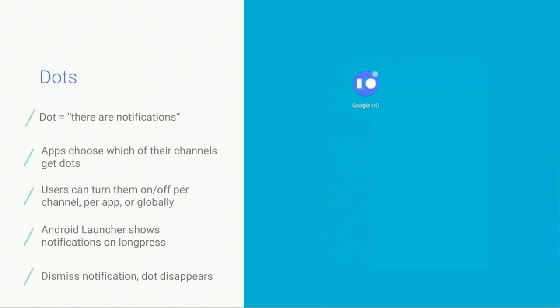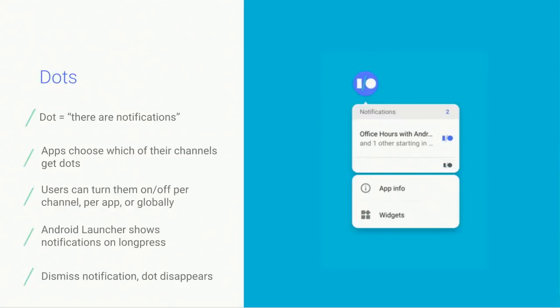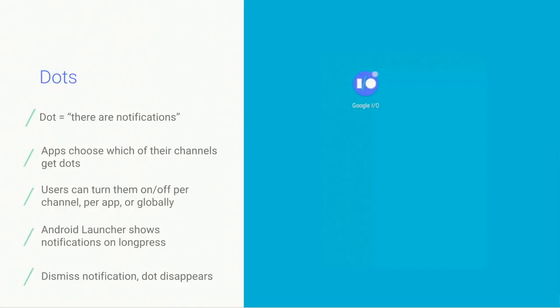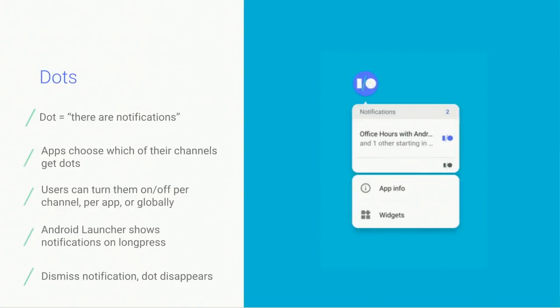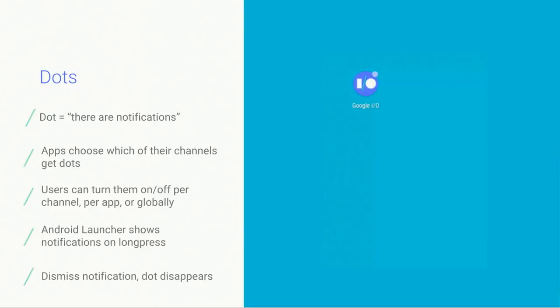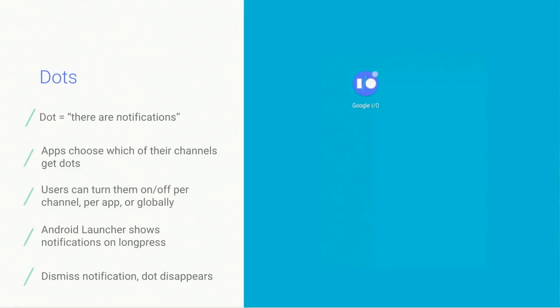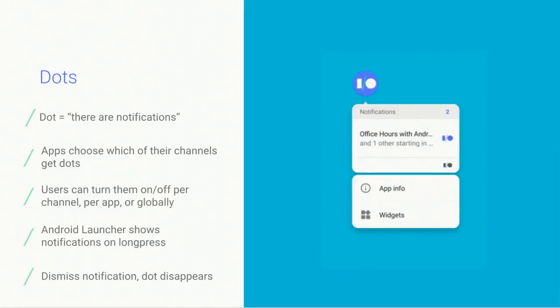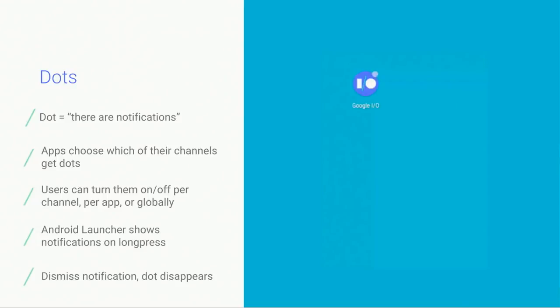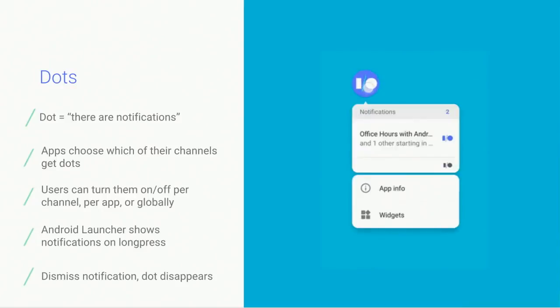So what you'll see in the beta is what we call notification dots. The dot just means there are notifications for this app. You get to choose as an app which of your channels get dots. So for example, a music player wouldn't have a dot for its playback controls, but it would have a dot for its recommendations. And users can turn those on and off per channel or globally across the system as they will. If you dismiss a notification, the dot disappears, so the user's in total control.